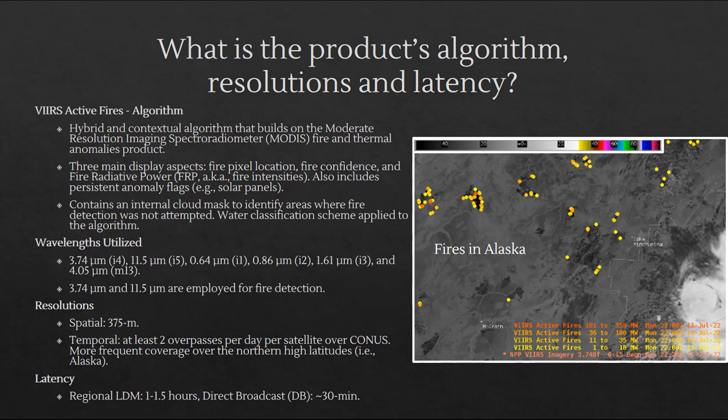The product's spatial resolution is 375 meters, and the temporal resolution over CONUS is at least 2 overpasses per day per satellite. Now, if you're an Alaska user, you'll have more frequent coverage. Lastly, the data latency of the product is approximately an hour to hour and a half via regional LDM, or approximately 30 minutes if you have access to direct broadcast data.